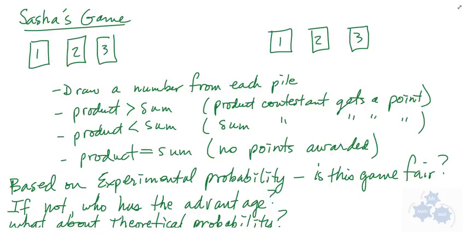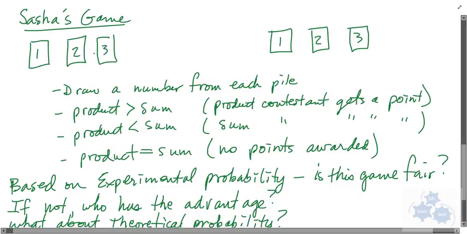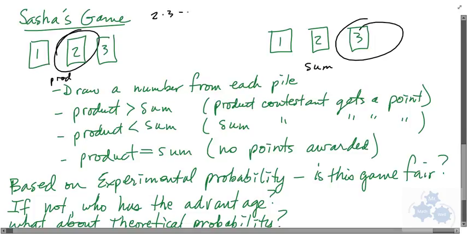So just as an example here, this person picked a 2, this person picked a 3. If this person over here is the product person and this person is the sum person, who gets a point? The product person gets a point. Okay, well 2 times 3 is 6, and 2 plus 3 is 5. So yes, the product person gets a point. Everybody see that? So this is the game that you just played.